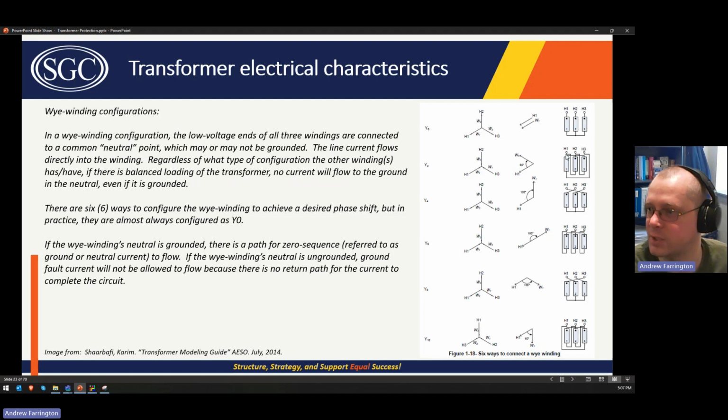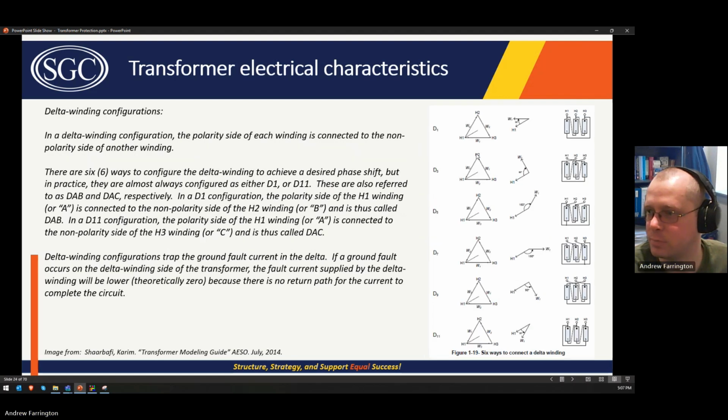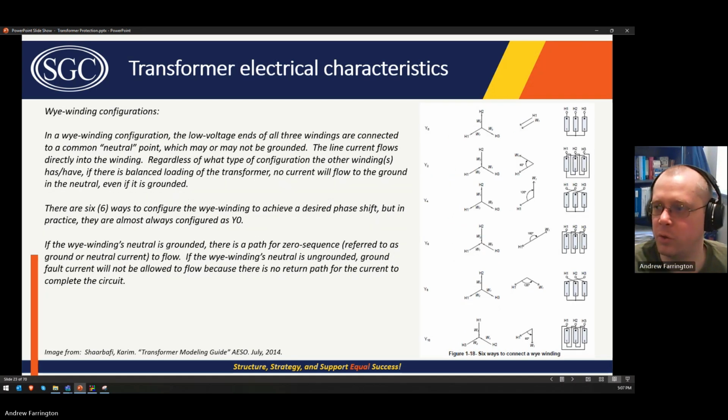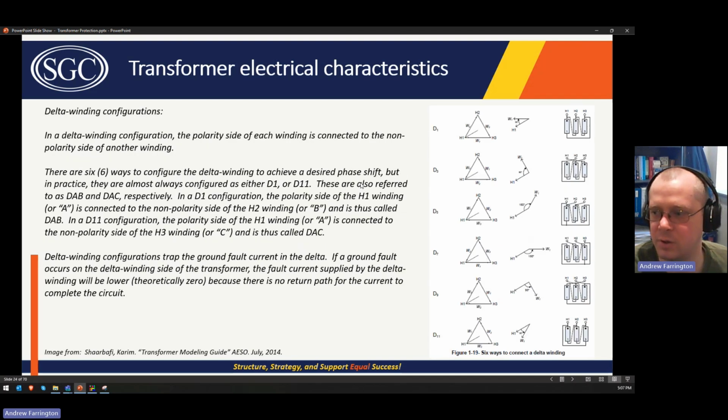And here are the different ways that you can connect those windings to achieve the different phase shifts. So these are the Y connections and then the delta connections that you can use to achieve different phase shifts. The Y windings are almost always going to be Y0. This is the simplest and most intuitive Y winding you can conceive of, and that's what is typically used. And then generally the delta will be either 1 or 11, as we talked about. Oh, this was something I want to talk about, the DAB versus DAC.